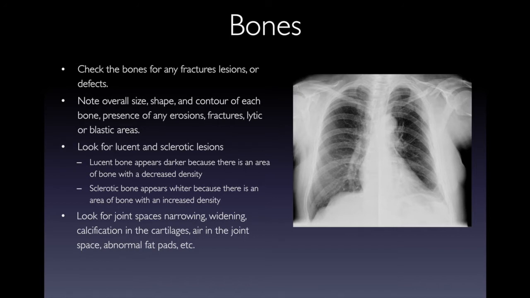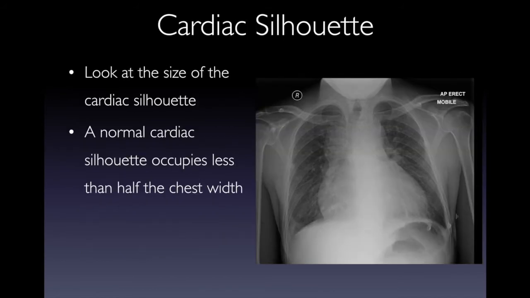Next is C, which is cardiac silhouette. You want to look at the size of the cardiac silhouette. A normal cardiac silhouette typically occupies less than half the chest width. In this film presented here, you obviously see that the mediastinum is widened and the cardiac silhouette is much larger than half the width of the chest. This is concerning for an aortic dissection.